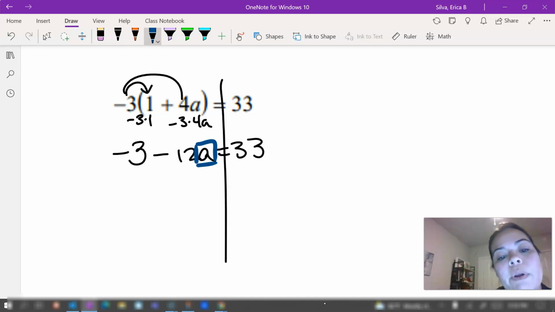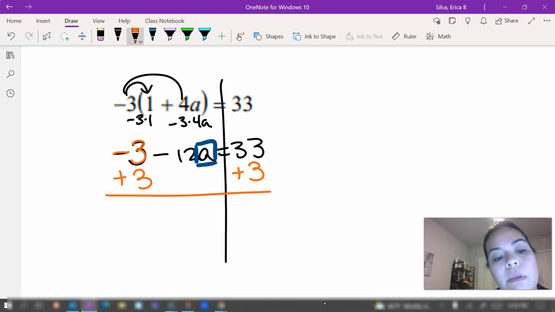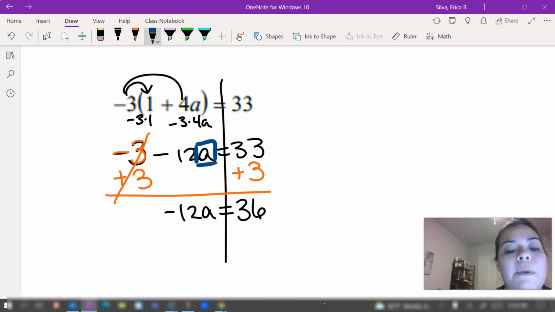Let's look at our variable. We want to get rid of anything that's being added or subtracted first, which is that negative 3. So we want to do the opposite, which is add 3. This cancels. We end up with negative 12a is equal to 36.